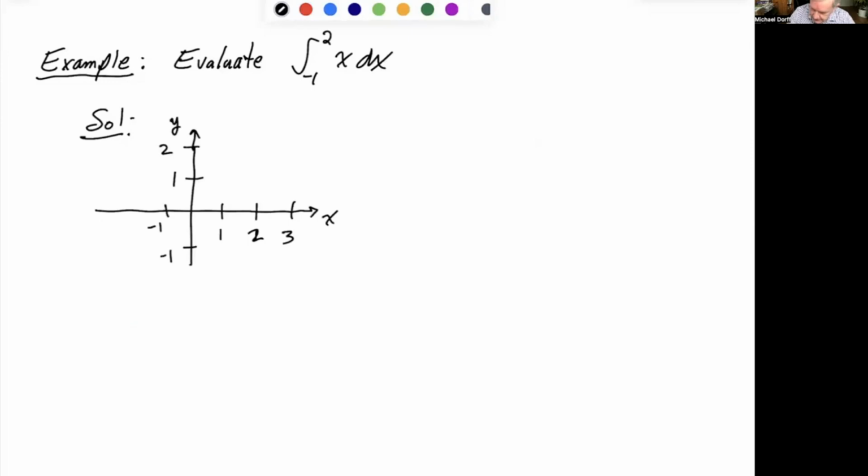Okay, what is my function here? My function is x, that's what this is. What's the graph of that look like? Well, that's a straight diagonal line. It goes through 0, 0, 1, 1, and it kind of just goes up like this. Okay. And the integral from -1 to 2 of x dx equals the area under the curve.